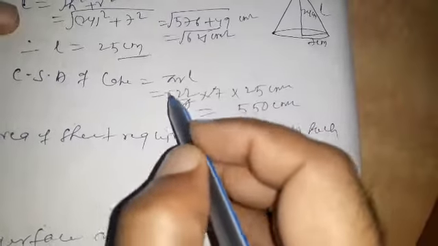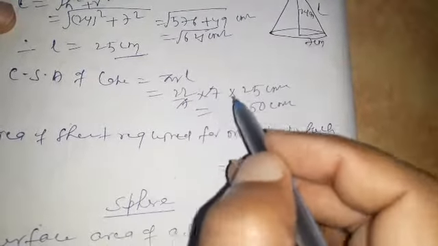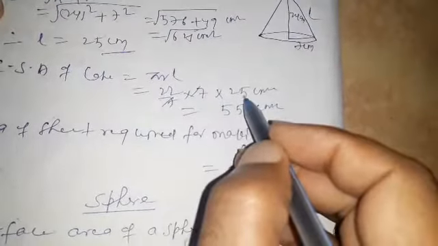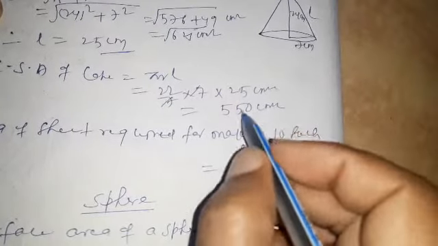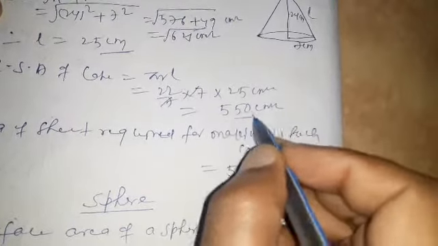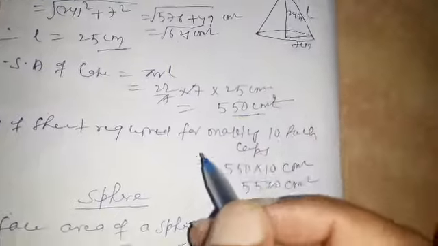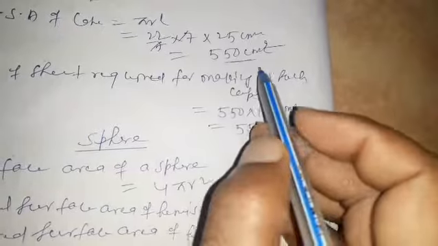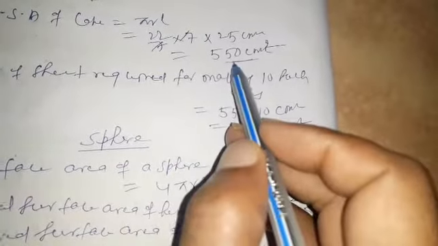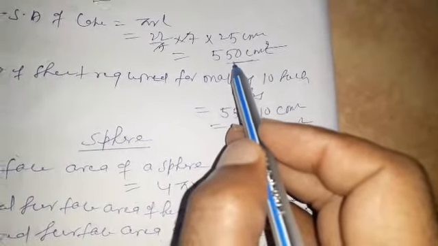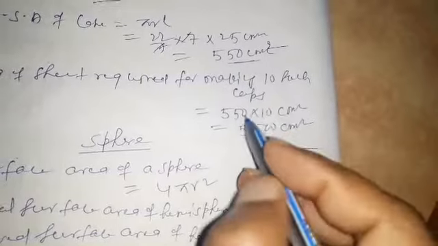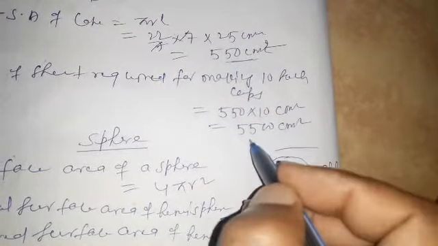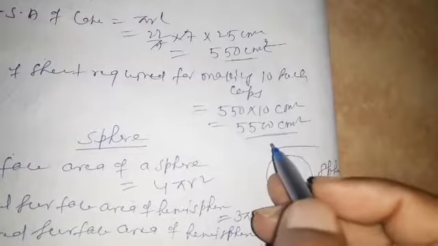Now the CSA is pi r l, 22/7, radius is 7 and slant height L is 25. So we will find 550 centimeter square. Now the area of sheet required for making 10 such caps. Obviously the area of one cap is 550 centimeter square, so 10 such caps means 550 into 10, so 5500 centimeter square.